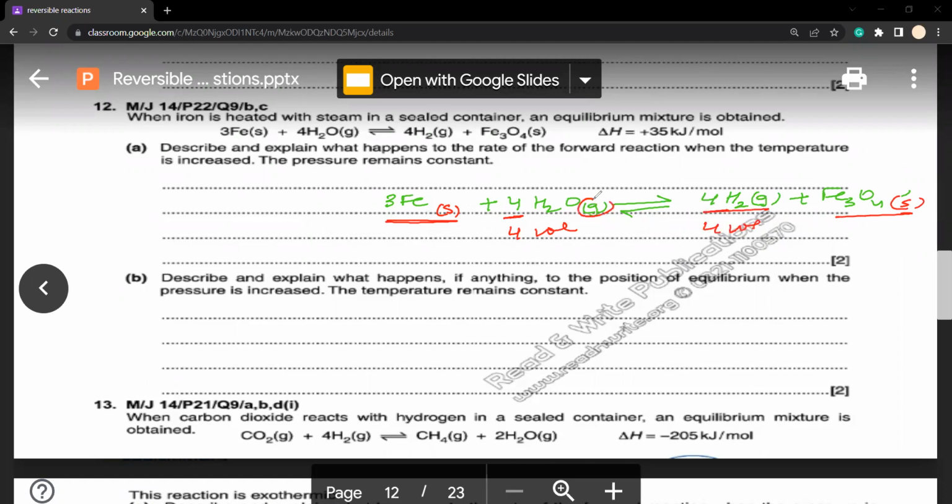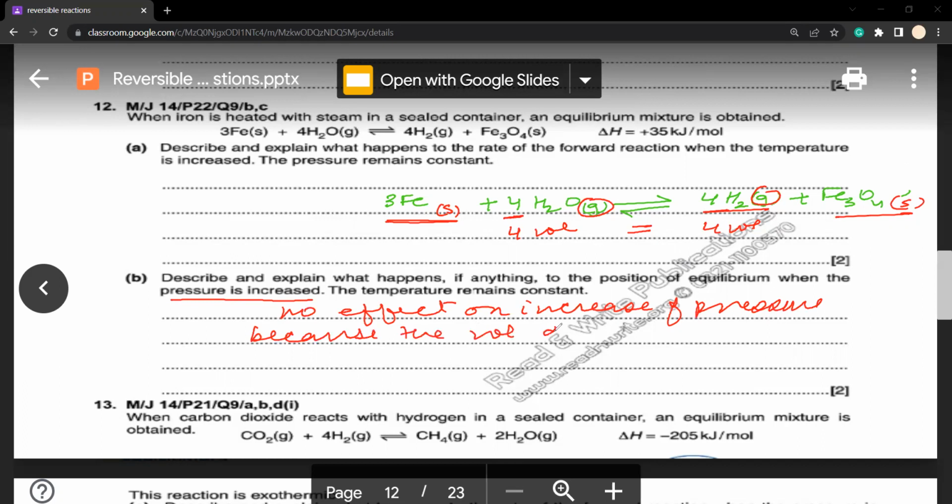Okay, so pressure will be applied for gas only. So that means the volume of gases on both sides is the same. Because the volume of the gases on both sides is the same, no matter whether you increase the pressure or decrease the pressure, there will be no effect. So what you will write down: there will be no effect on increasing the pressure. Why? Because the volume of gases on both sides is the same.